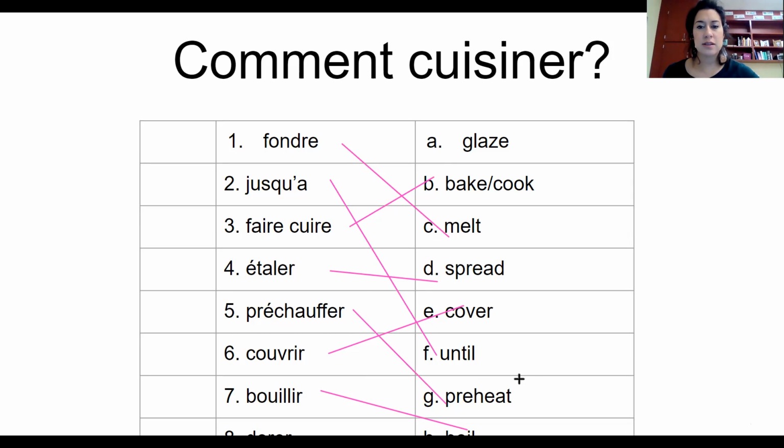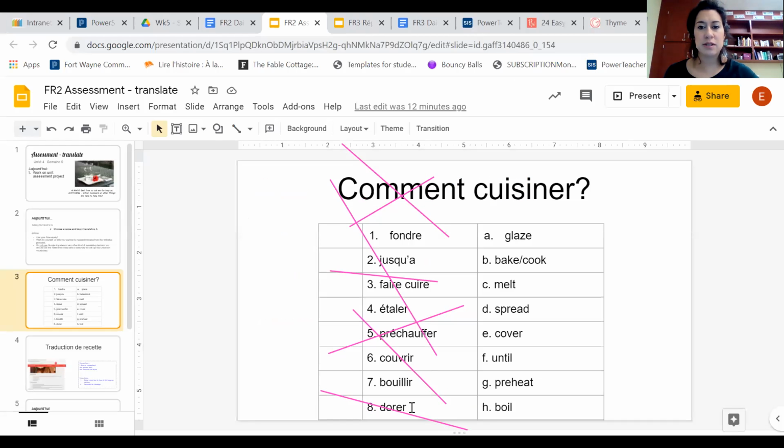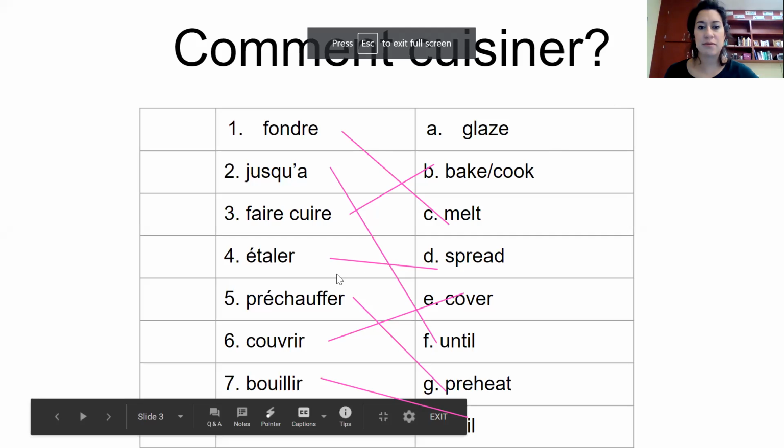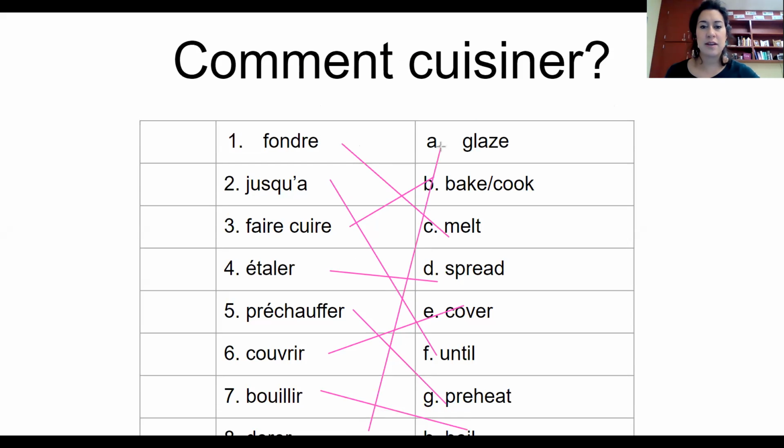So let's see if we can get this a little bit smaller. And this one at the bottom, doré. Doré is to glaze. So I'm going to send that back again. Let's see whether it comes back. Okay, wonderful. This one down here is to glaze. So I'll write that in for you in case you can't see it. Doré. Actually, I should just put it up here. Doré.